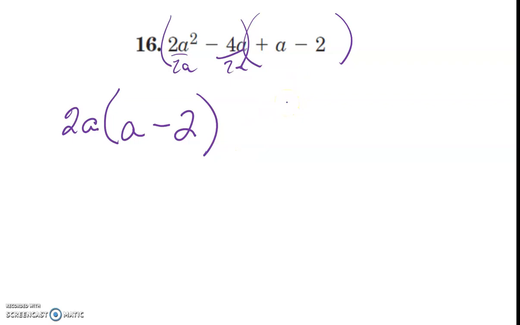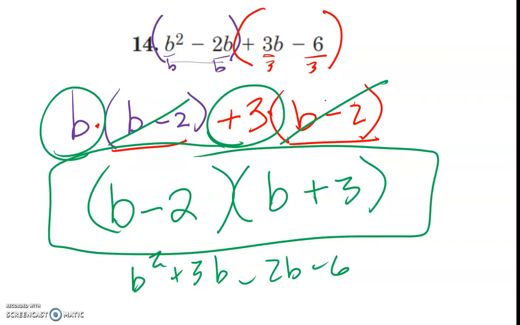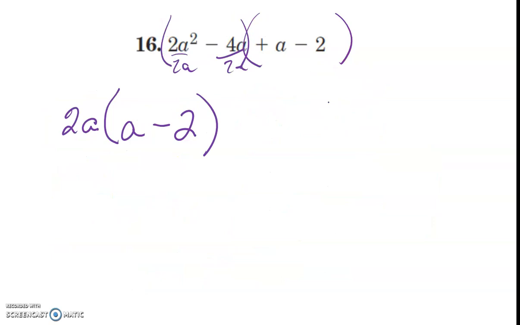If you notice in our other examples, we were looking for common binomials in each of these expressions, and that's what I'm looking for here. At best, these guys share a common one, so I'm going to bring that a minus 2 over with the idea that if I redistribute, I should get back the same expression.